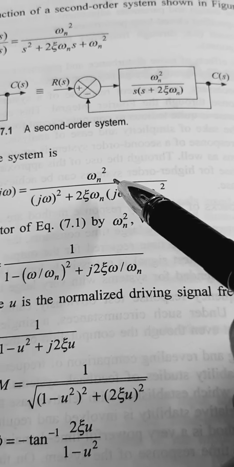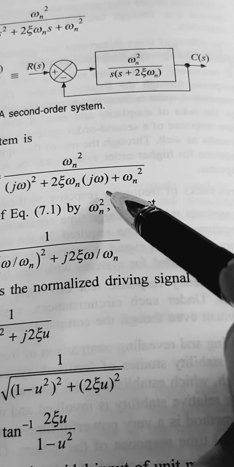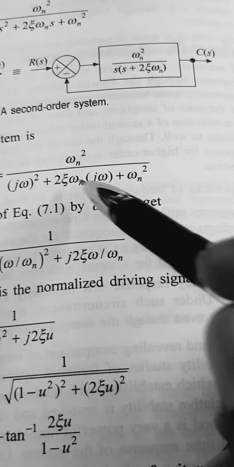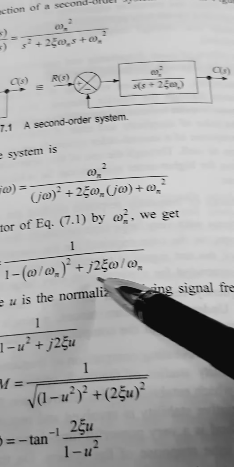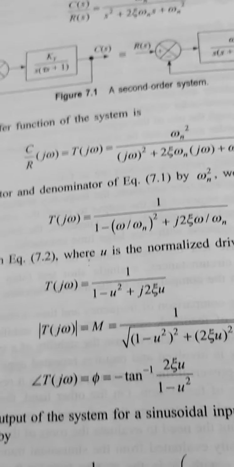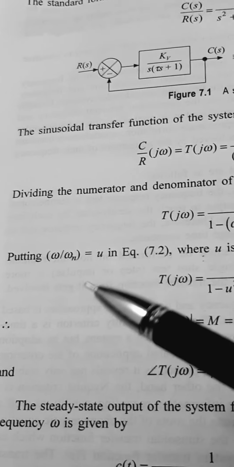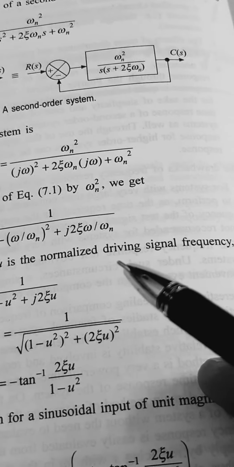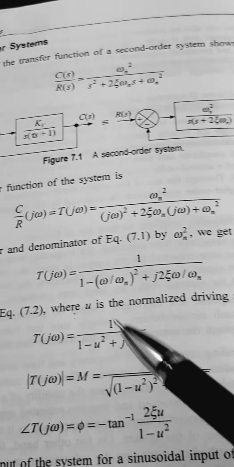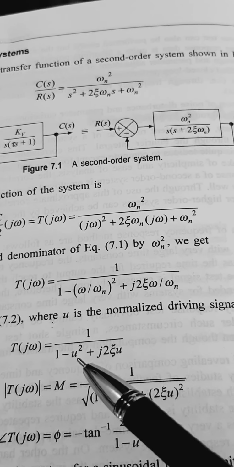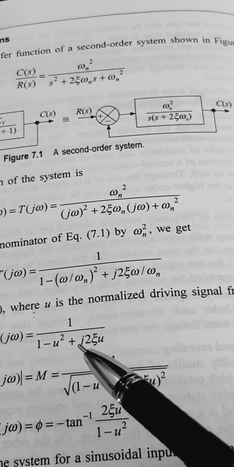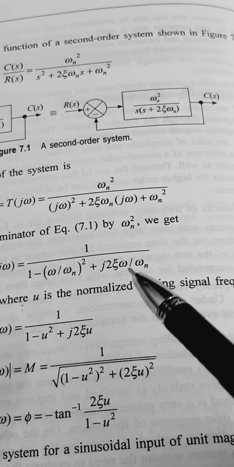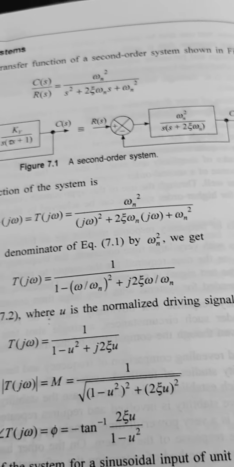When you are substituting and dividing by omega n square, the 1 omega n cancels, so you will get 2 psi omega by omega n. Now putting omega by omega n as u, where u is the normalized driving signal frequency, we get T(j omega) as 1 divided by 1 minus u square plus j 2 psi u, where omega by omega n is again u.